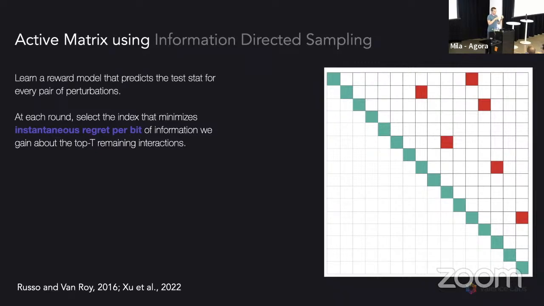So inductively, let's assume we've selected some set of pairs of perturbations. Obviously, this works when we haven't done anything, but it's easier to think about once we've got some of this empty matrix filled in. And we can do matrix completion to predict the rest, right? And then at every round, we're going to select the index that minimizes instantaneous regret per bit of information gain. That's a mouthful, but essentially this is a way of trading off exploration and exploitation.